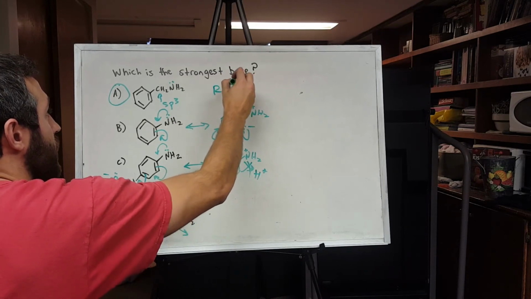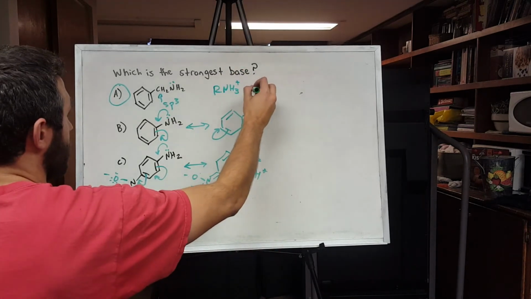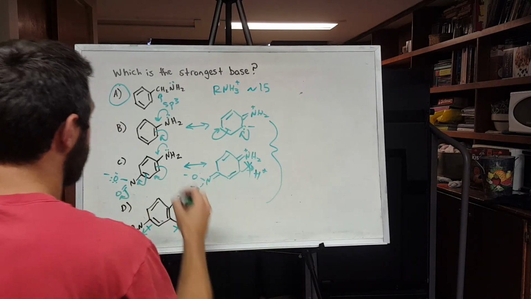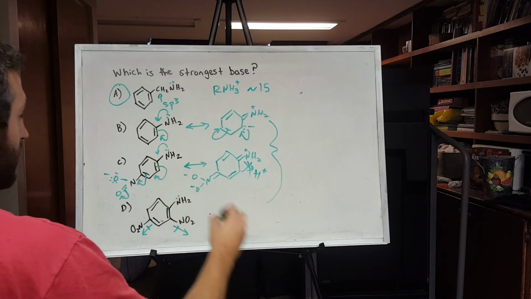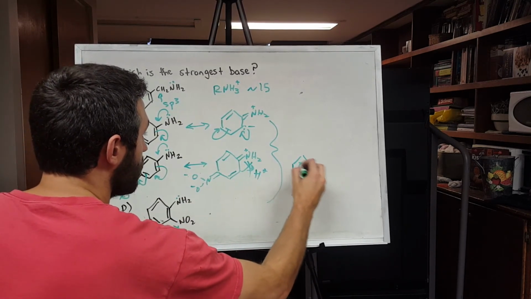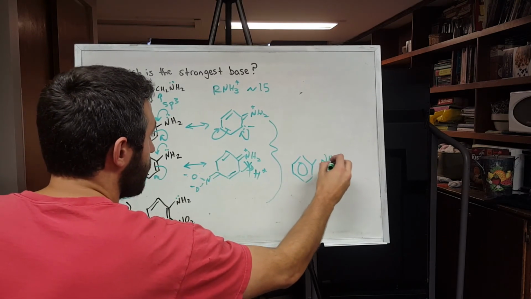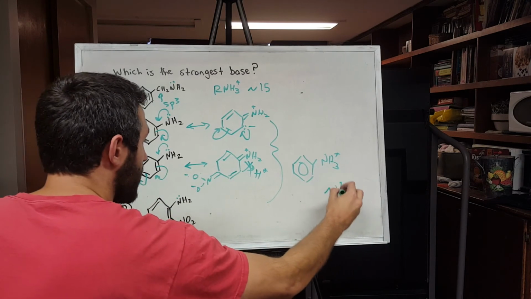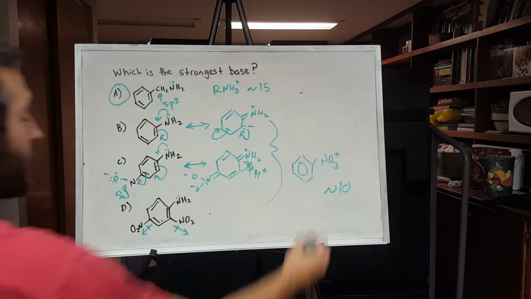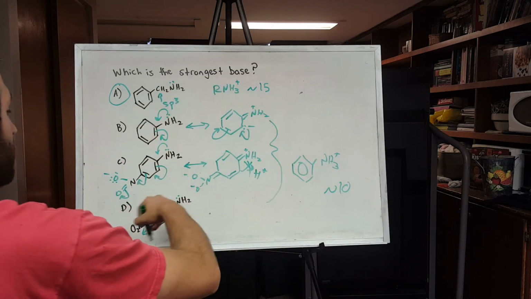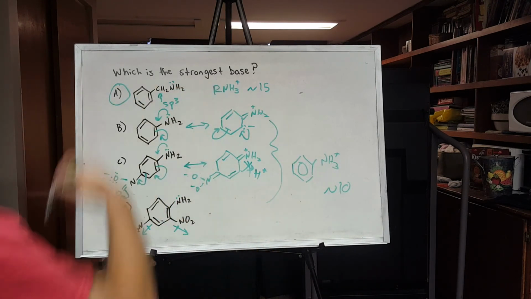RNH3+, which is approximately 15 pKa. The conjugate acid of all of these, if they picked up a proton, would have benzene as our R group, NH3+, which drops the pKa by 5, making the pKa about 10. So these are stronger acids, meaning their conjugate base is weaker than this one. So this is the strongest base.